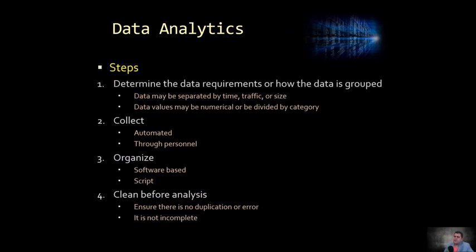So what are the steps of any data analytics process? Very easy, four steps. Step number one, determine the data that is required. You need to know exactly what data you want to collect. Maybe it's sparse or separated in time. It can be in traffic, it can be in size. What type of data do you want? Determine what your data is. Then you determine the data value, the numerical. Is it divided by category, or by numbers, or by dates? You need to get this information just to determine what your data is.